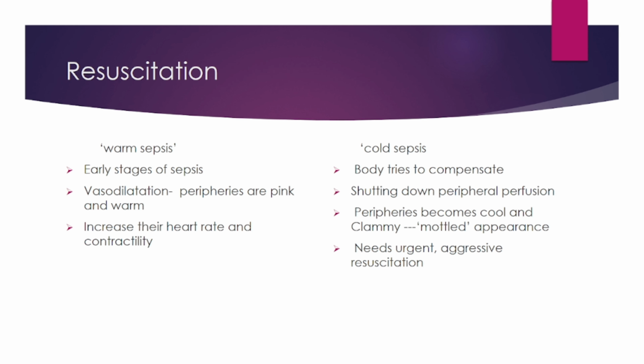There are two entities called warm sepsis and cold sepsis. What is warm sepsis? In the early stage of sepsis, because of the vasodilatation, your peripheries are pink and warm, with increased heart rate and cardiac contractility. So you might think that this is not sepsis because his peripheries are warm and the patient is doing very well, and you won't worry about it. But that is warm sepsis. And the next moment, the body tries to compensate and the peripheries become cool and clammy and the CRFT becomes more than 3 seconds. So that is cold sepsis.